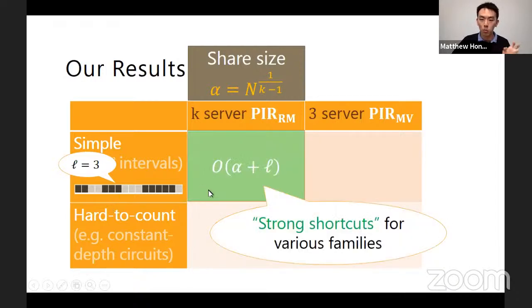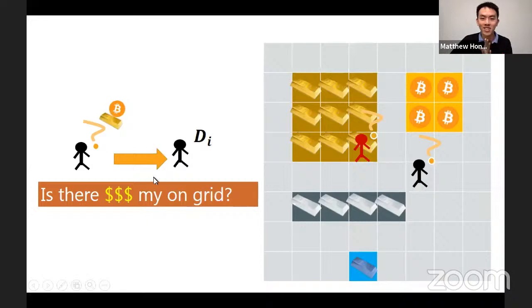And here we can obtain the strongest possible shortcuts in the sense that the computational complexity is linear in the input to the local server. So this is the input share size and the function representation. And this is the strongest possible because it is already linear in the local input. So let's consider an application.